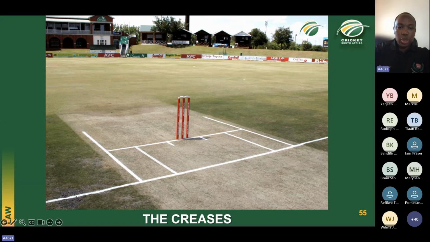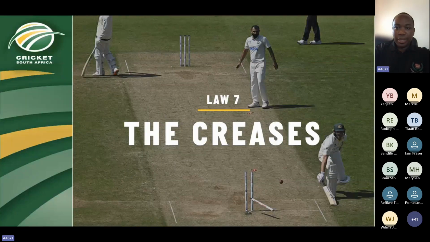However, I just want to reiterate that this course is based on the laws of cricket, and the laws of cricket are similar to test match cricket playing conditions. If we go back to this picture, this was a test match between India and Australia. And there you will see that there are no wide line guidelines.